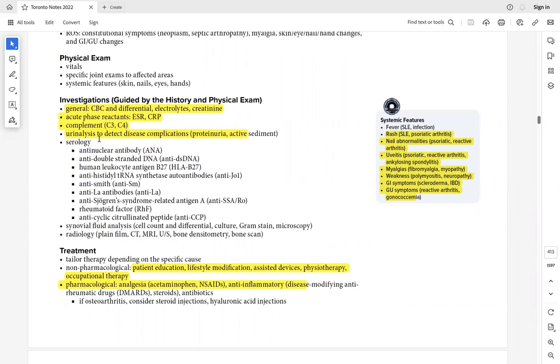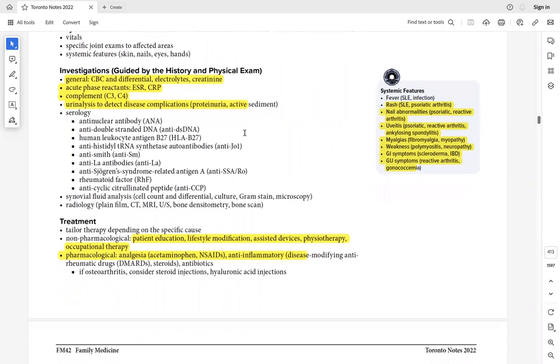Then we have to do urine analysis to detect any proteinuria, active sediments. These are all autoimmune diseases. And depending on the presentation, like if the patient is presenting with some fever, with some rash, with some proteinuria or hematuria or urinary symptoms, then he might be having SLE.